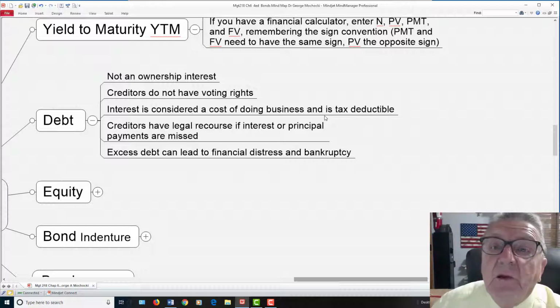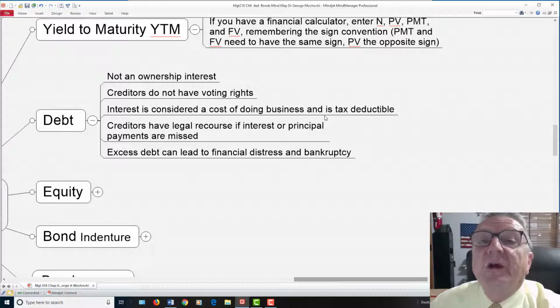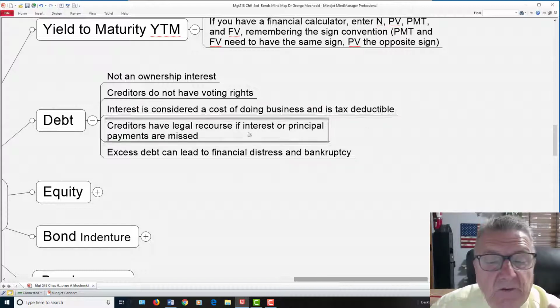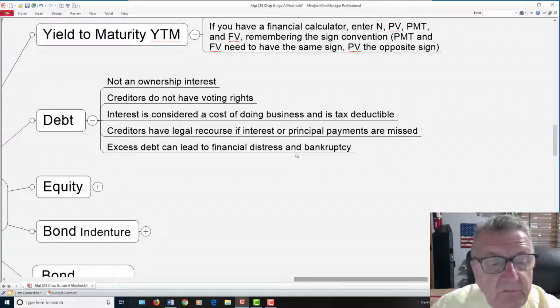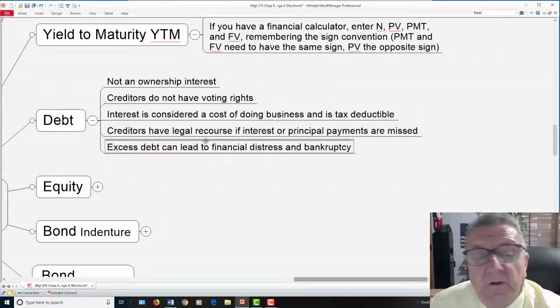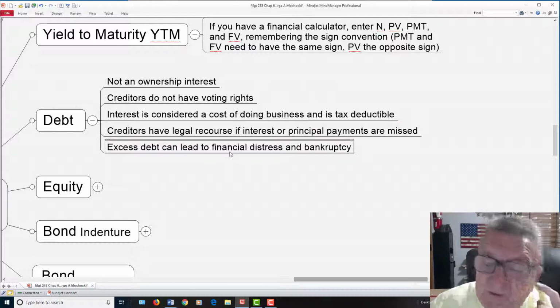But you could get some bond interest rates higher, but you have a higher risk involved. You do not have legal recourse if interest or principal payments are missed. Remember, you don't have it. I don't have the money. All right, the legal recourse. Excess debt can lead to financial distress and bankruptcy.